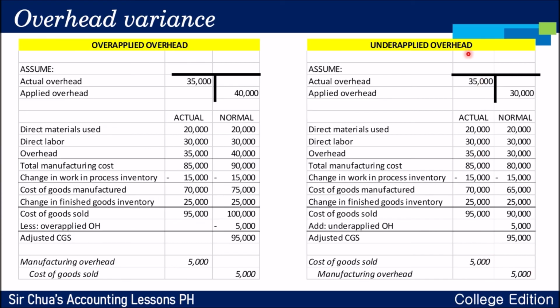Okay? So, kapag under-applied yung overhead natin, you will be adding your under-applied overhead na 5,000. So, 90 plus 5 is 95. Okay? So, from your normal costing system, you can go back to your actual costing system na cost of goods sold. Okay? That's how we do it, yung ating pong overhead variance kung immaterial.